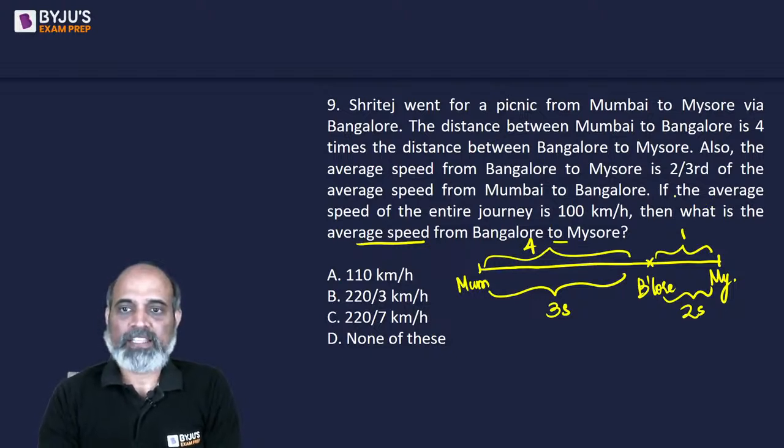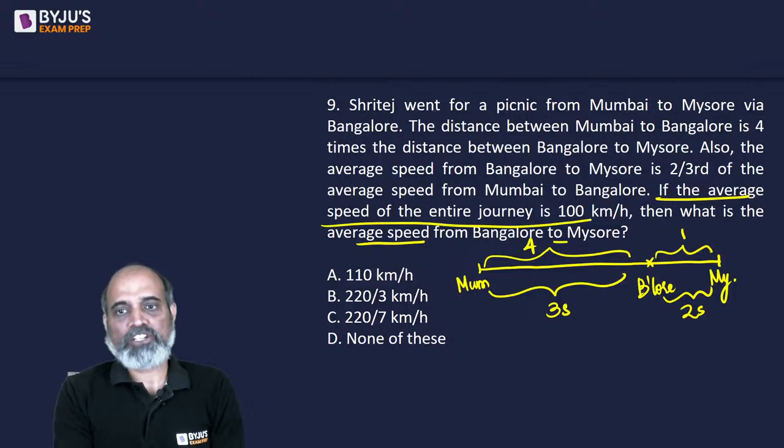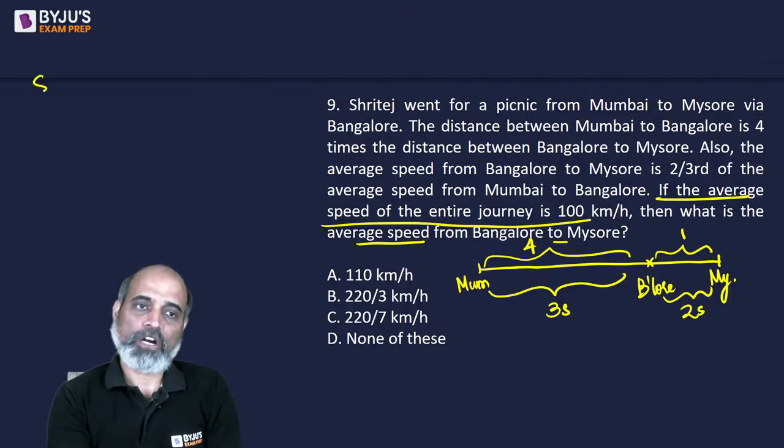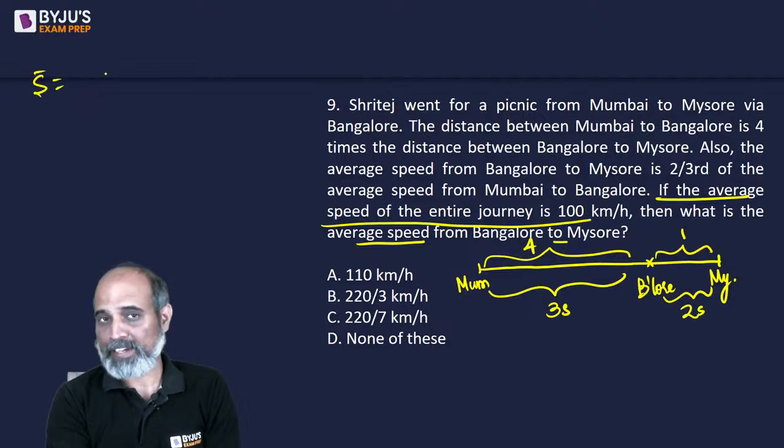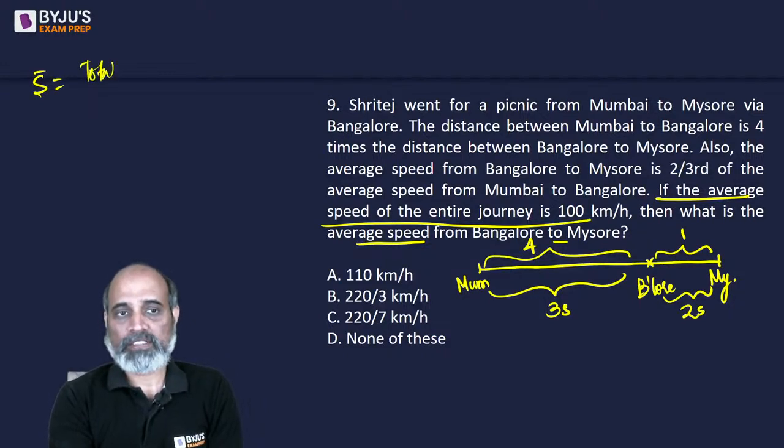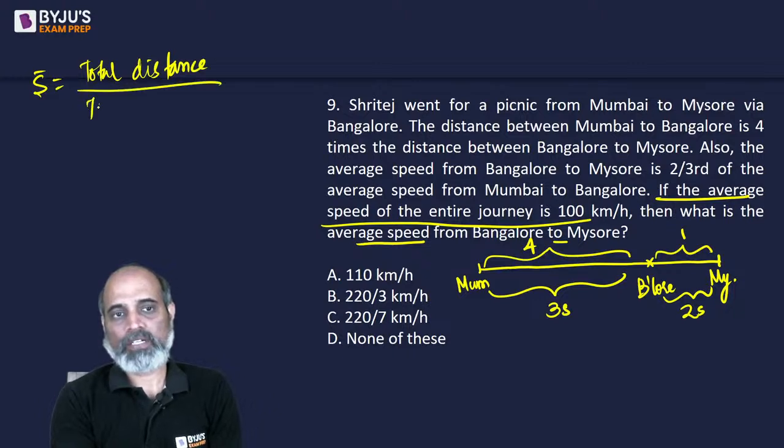Now, it is given that the average speed for the entire journey is 100 km/h. So how do we calculate average speed? It is given as total distance divided by total time.